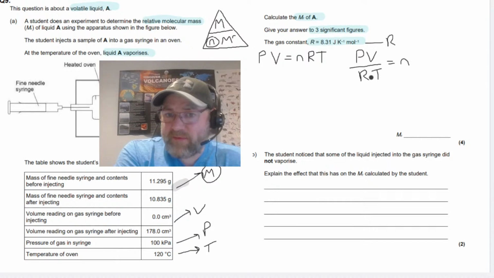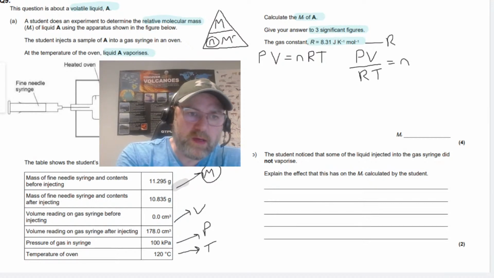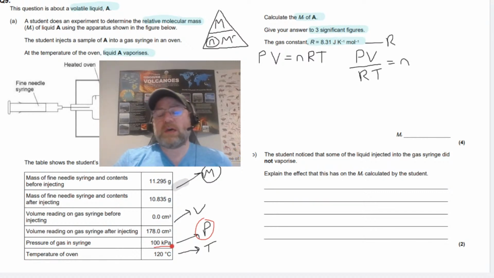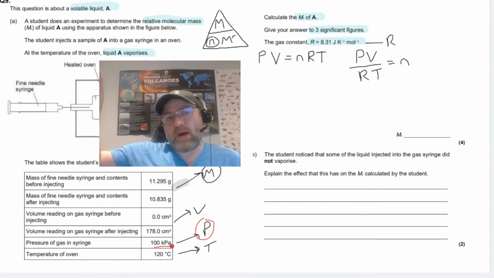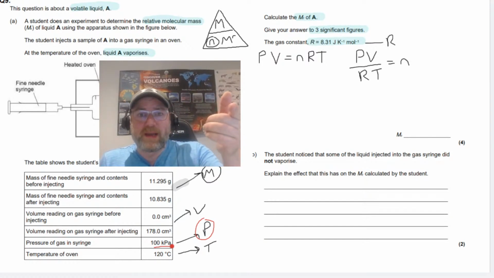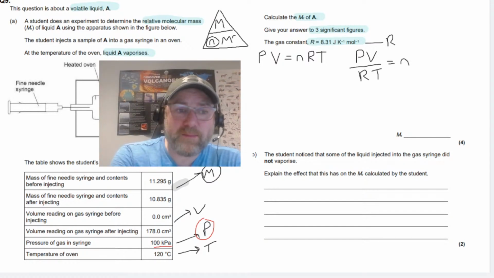Step two with these ideal gas equations is get your conversions down. We want to write all the numbers in, but we've got to do our conversions. Let's start with pressure. Pressure is the first part of our equation. It says 100 kilopascals. You need notes. When you write your ideal gas equation, you stick it on the wall of your bedroom. By the way, you need to know that pressure must be in pascals.